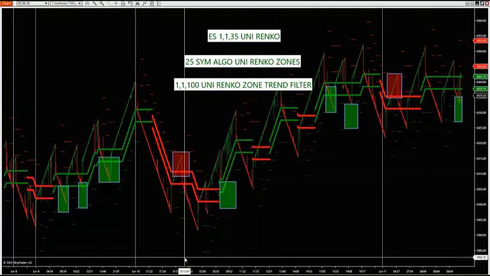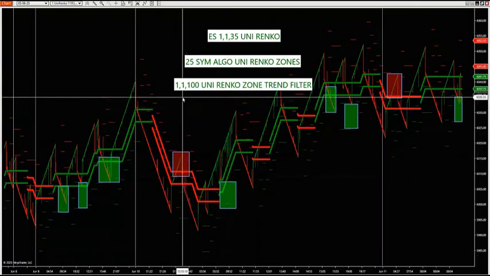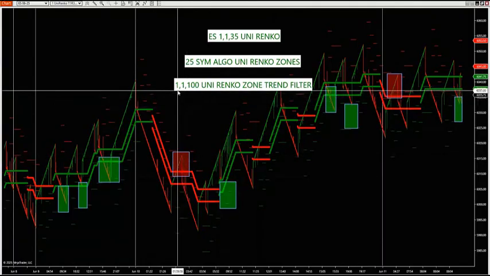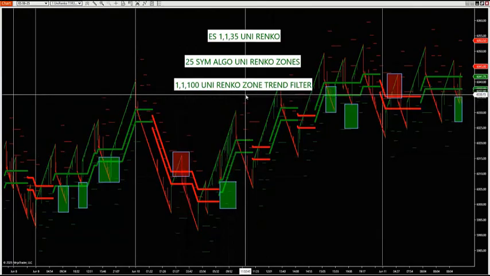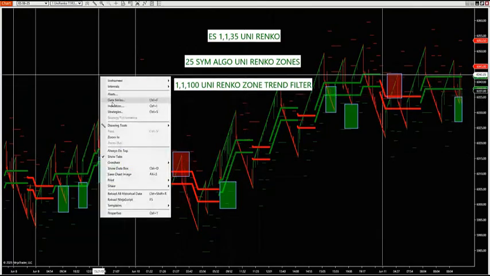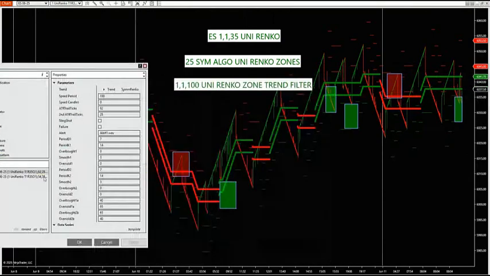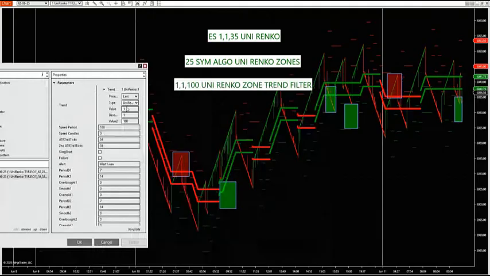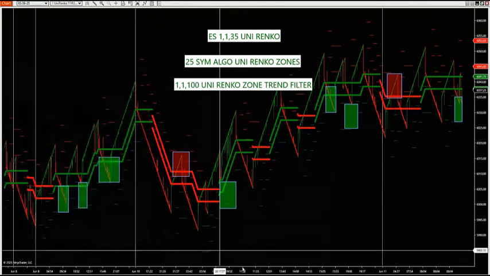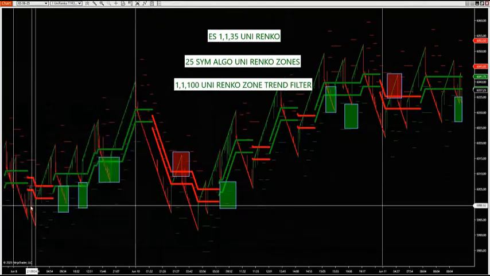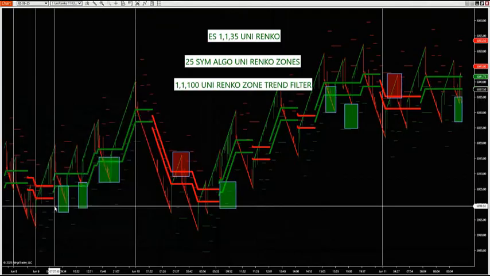But if you want to smooth things out even more, I send out this chart all the time, a 1-1-100 on the Unirinco zone. So when you insert the indicator on the zone, you do the same thing, the same indicator. You go in, and on the zone you can put a Unirinco 1-1-100. What that will do is smooth out your trend for you. This is the entire trading sessions since Monday.